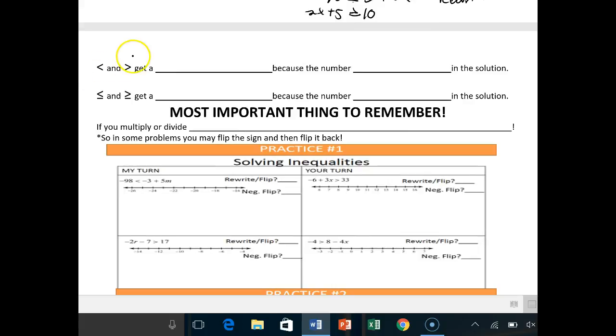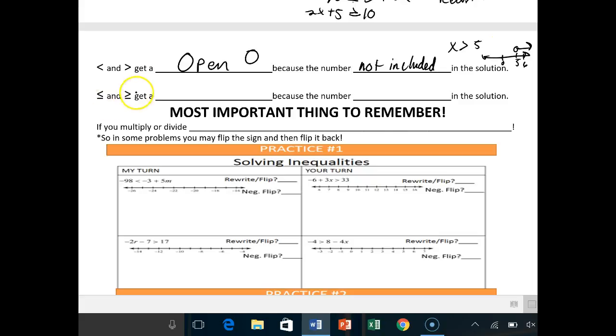So less than or greater than get an open circle, because the number is not included in the solution. So remember, if I said x greater than 5, I'd graph it with an open circle at 5 pointed to the right. The first number I could pick that would actually make sense there would be 5.0001, or the first whole number would be 6, because 5 is not greater than 5. That's why it has an open circle.